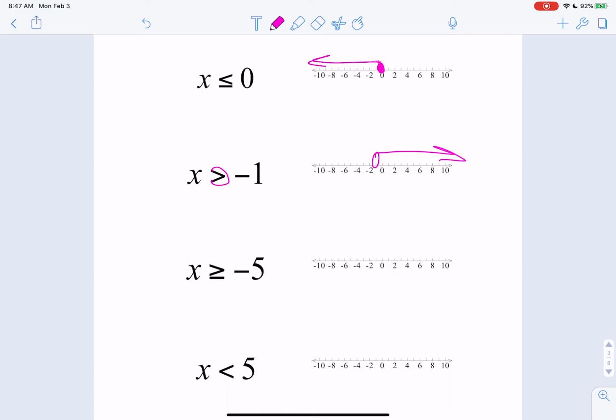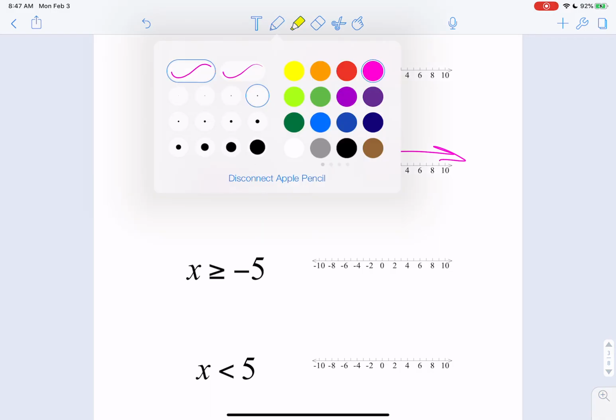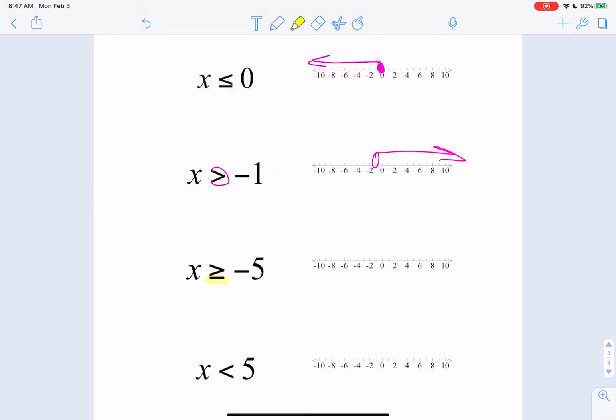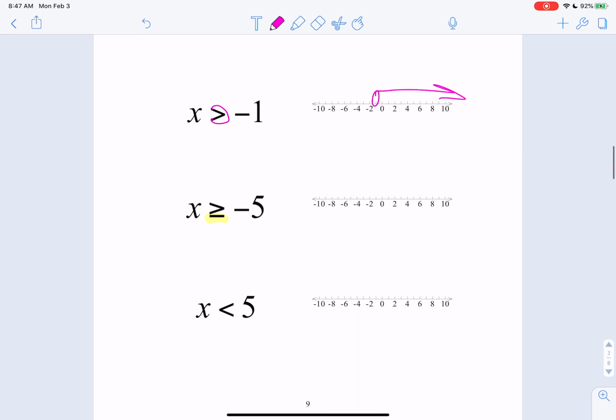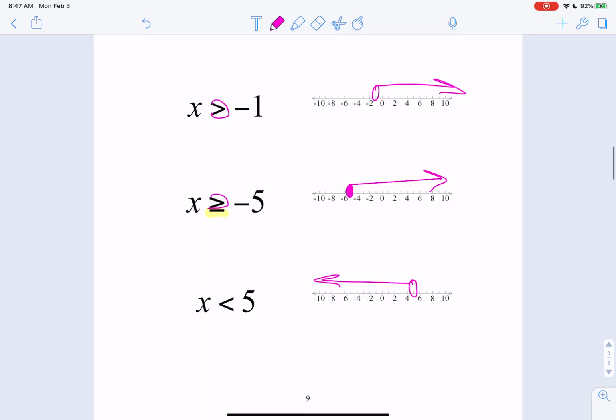Remember, Pac-Man's eating x, so the arrow is going to go to the right. For the third one, we have -5, and there is the or equal to on there, so it's going to be a filled in bubble on -5, and x is all the numbers bigger than or equal to, so the arrow is going to go towards the positives, the bigger numbers, which is to the right. And then last but not least, x is smaller than 5. There's no equal sign on there, so the bubble stays open, and the arrow is going to go towards all the numbers smaller than 5.